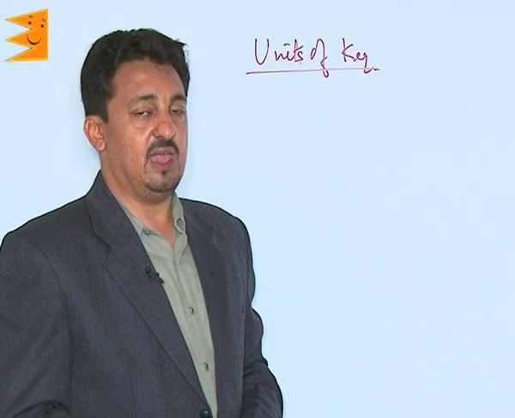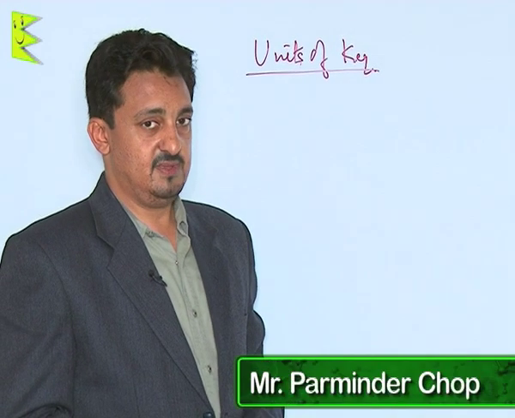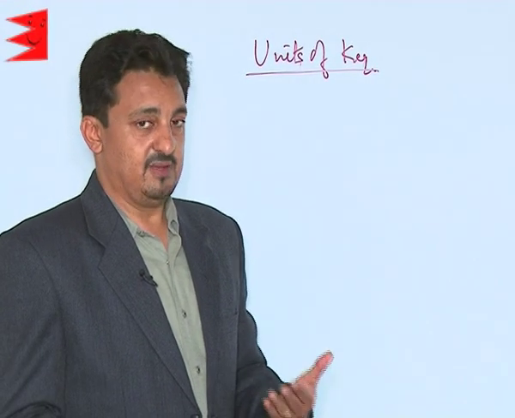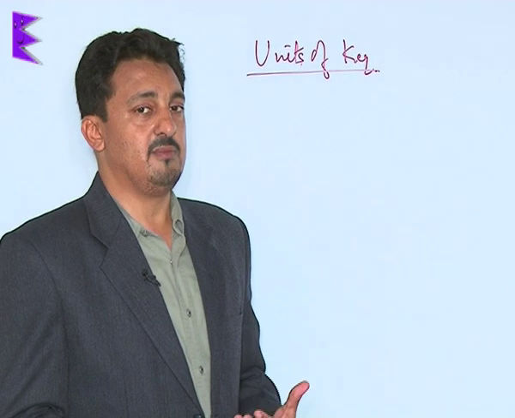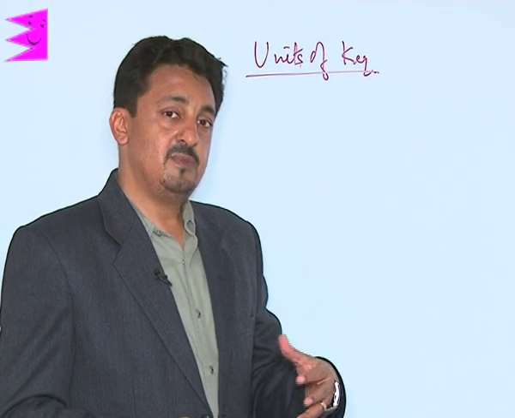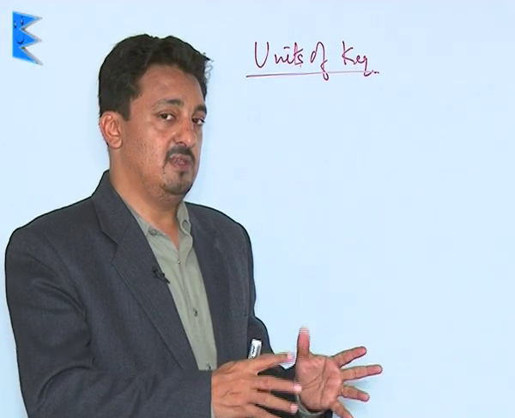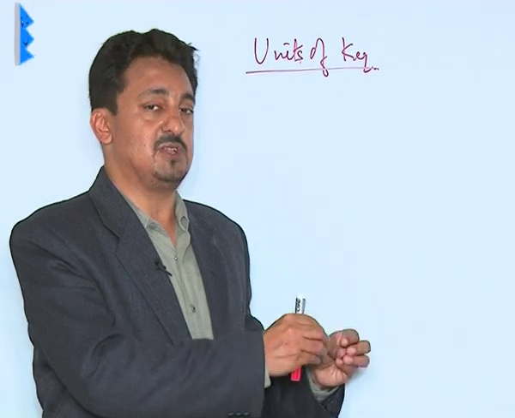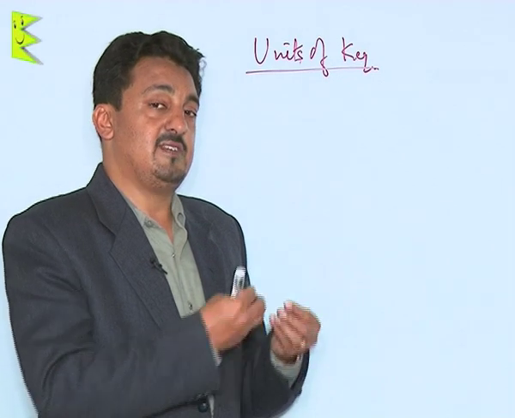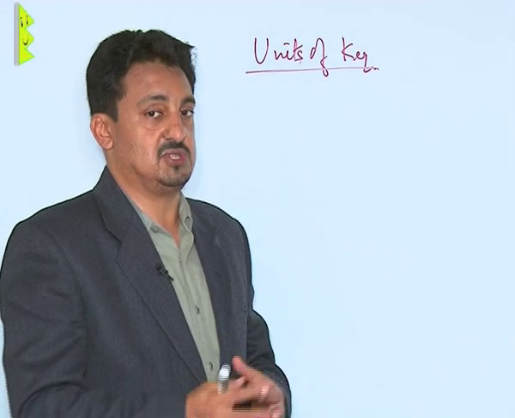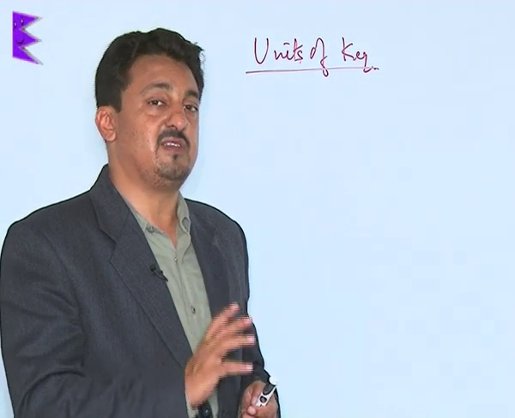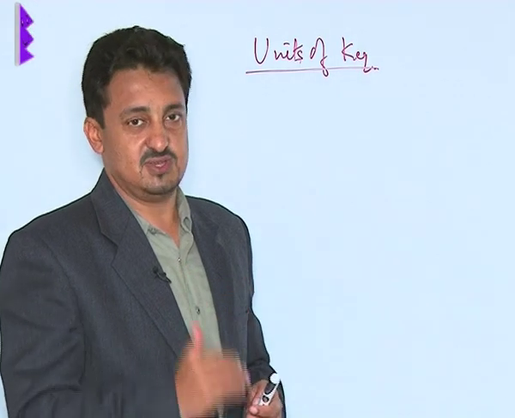Units of K, the equilibrium constant. We always know that constants have certain units. But what is the problem with the equilibrium constant is, as we know from its expression, that since its expression depends upon the concentrations or the partial pressures of the reactants or the products to the power of their coefficients, and since these coefficients will change from reaction to reaction, what we find is the unit of the equilibrium constant will not be fixed. It will change from reaction to reaction.